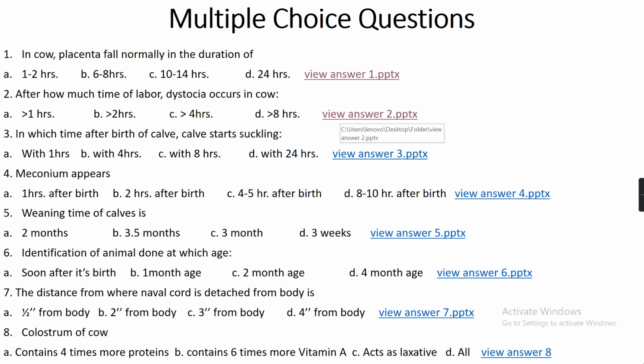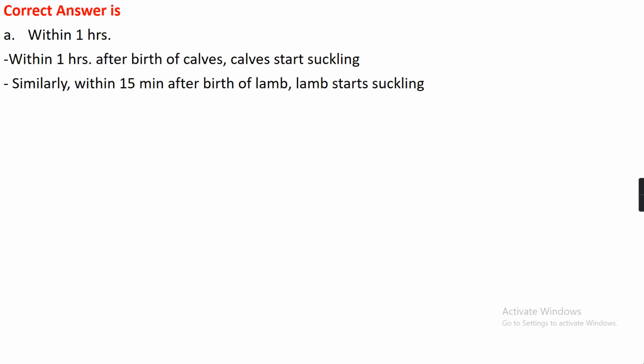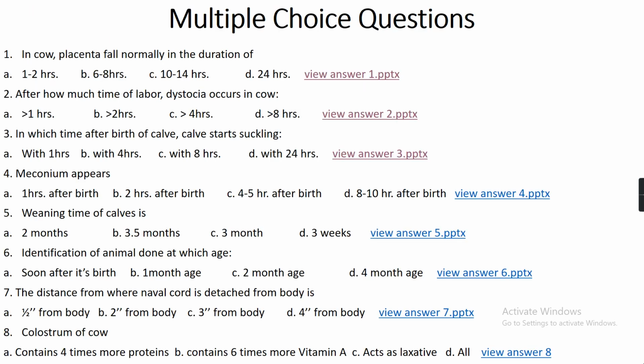Question number 3. In which time after birth does the calf start suckling? Option A, within 1 hour; option B, within 4 hours; option C, within 8 hours; or option D, within 24 hours. The right answer is option A, that is within 1 hour. Within 1 hour after the birth, the calf starts suckling, while in case of lamb, within 15 minutes after birth, the lamb starts suckling.